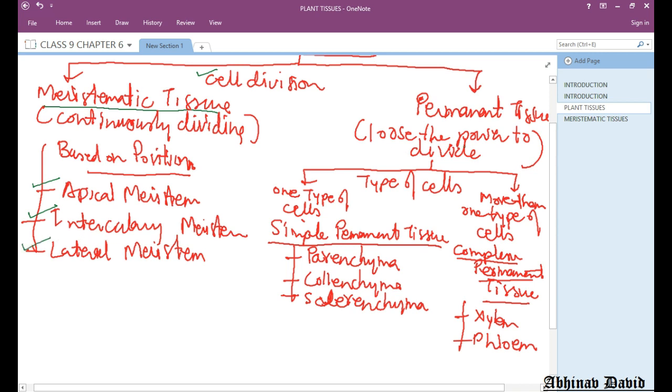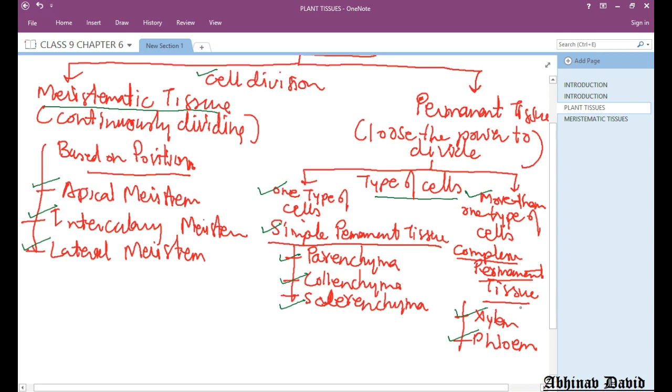And the permanent tissue loses the power to divide, which means the cells do not divide at all. They are divided into two categories based on type of cells. If they contain one type of cells, they are called simple permanent. If they contain more than one type of cells, they are called complex permanent. Simple permanent is again divided on the basis of structure and function into parenchyma, collenchyma and sclerenchyma. The complex permanent tissue is divided into xylem and phloem. You might have heard about xylem and phloem. These are the conductive tissues which conduct water and food.